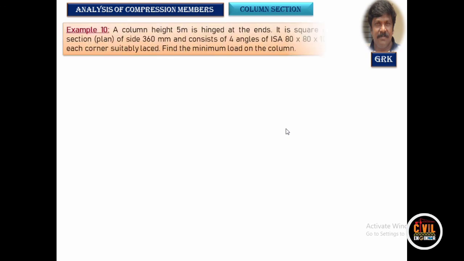Now let us move on to the last problem of this session, where you have been given 4 angle sections to be joined together, of size 80 by 80 by 10 mm, which has a height of 5 meters, hinged at both the ends. Effective length has to be calculated for this, and the cross section of the column is 360 mm by 360 mm. You have to find out the minimum load carrying capacity of the column.